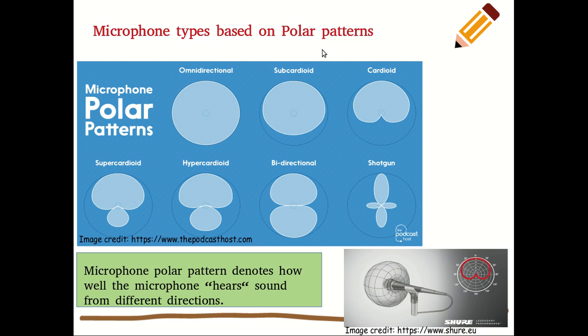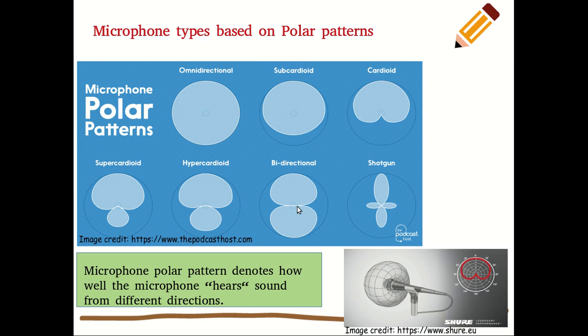This polar pattern indicates the sensitivity of that mic as far as direction is concerned. If the mic is sensitive to sound waves coming from all directions, we can say that polar pattern, or that mic, is an omnidirectional mic. Suppose your mic is sensitive to sound coming from one direction only. The sound coming from this one direction is fully picked up by the mic, whereas the sound coming from the opposite side will not be captured by that mic. In that case, the mic is said to be a cardioid mic.